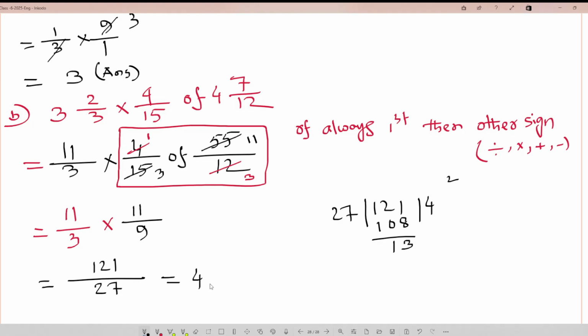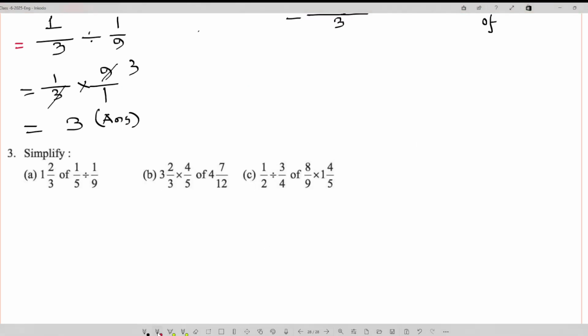4, then 13 divided by 27, and this is our answer. Number B. A done. Number B.